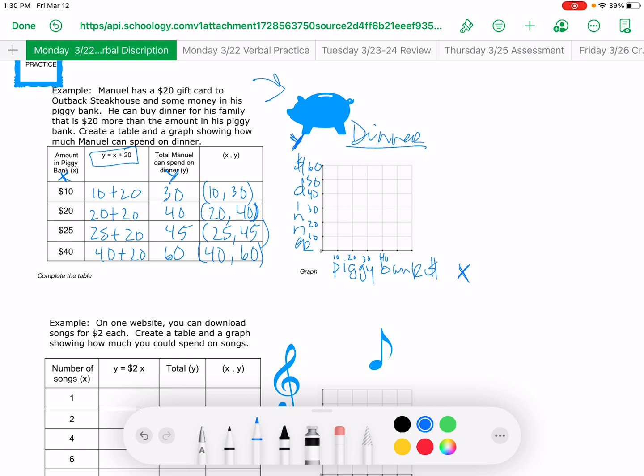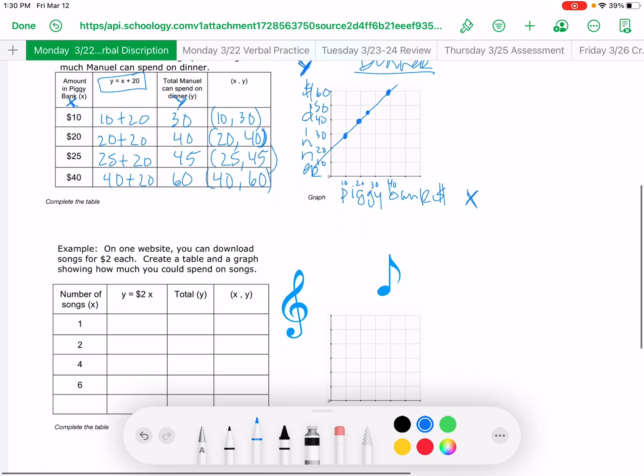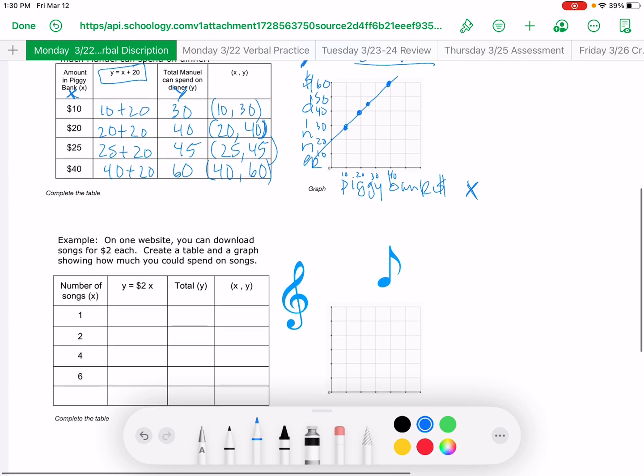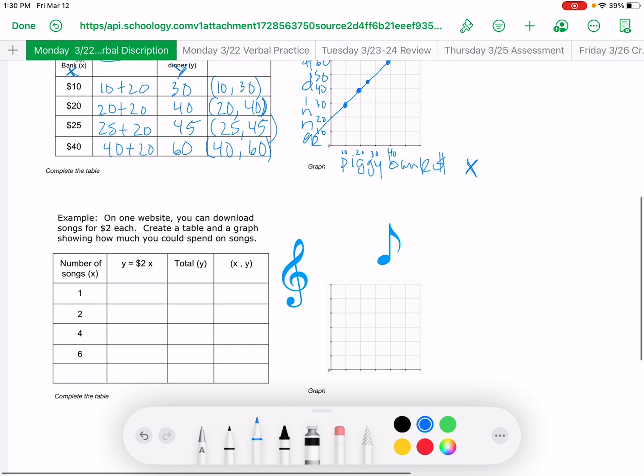Okay. Now I'm going to plot these. My first point is over 10 and up 30. Next ordered pair, over 20 and up 40. Next ordered pair, 25 would be halfway, right? And then halfway. So 25 and 45. And then over 40 and up 60. Excellent. And there is our table, our graph, and our chart.